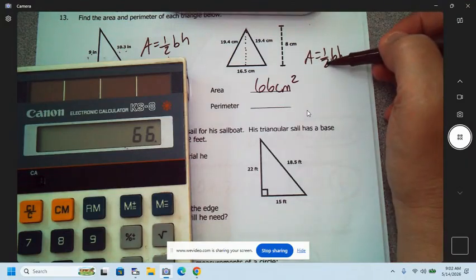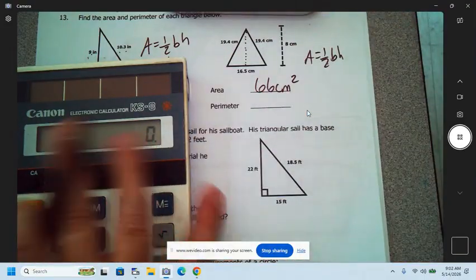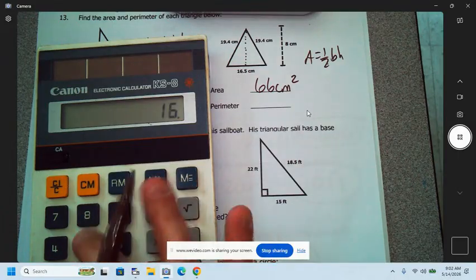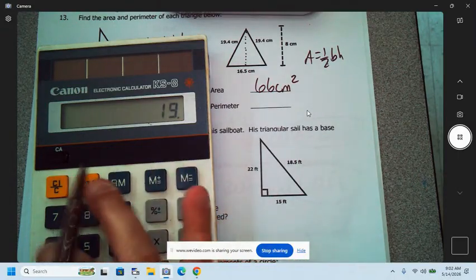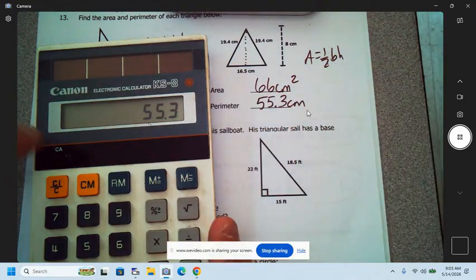You can either divide by 2 or multiply by 1/2. That's the same thing. And then perimeter is adding up the outsides. Plus 16.5 plus 19.4, 55.3 centimeters.